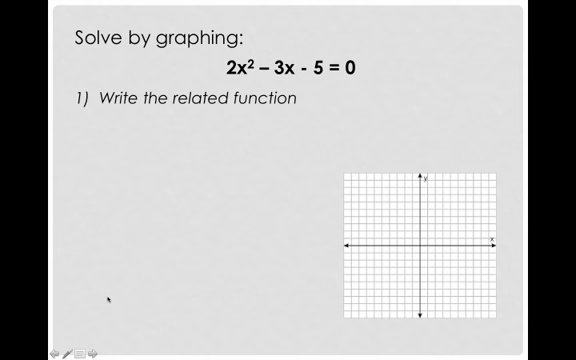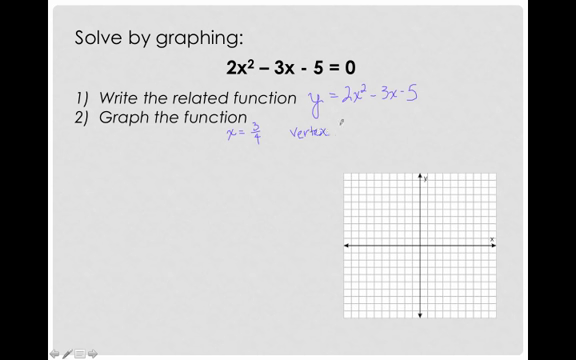Remember, the first thing I'm going to do is write the related function. So of course that's going to be y equals 2x squared minus 3x minus 5. Then I will graph the function. I'm going to need to find all those points in order to graph it. I've got an axis of symmetry at 3/4, which is not going to be pretty, but my vertex is also not going to be pretty. I've got a vertex that's at (3/4, -6.125). So we can already tell this is not going to be easy to graph by hand.